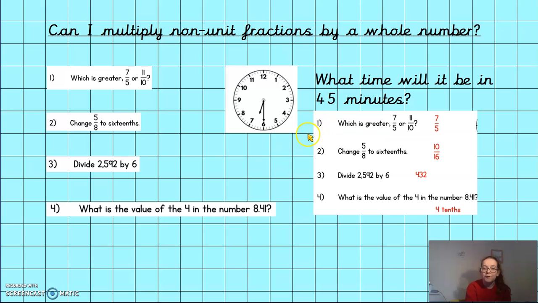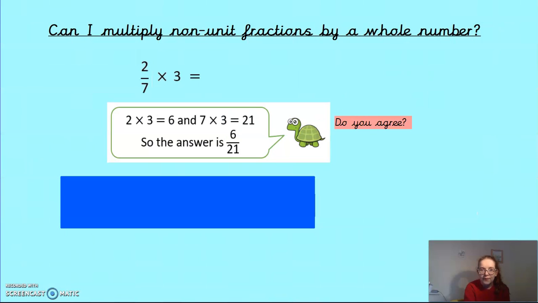Now, the time 45 minutes after this clock: I can see that the hour hand is between the 6 and the 7, and the minute hand is halfway around the clock. It's pointing at 6, so it's 6:30 now. That minute hand is going to go all the way around to here. It's going to be 7:15. Okie dokie. Let's get going with multiplying non-unit fractions by a whole number.